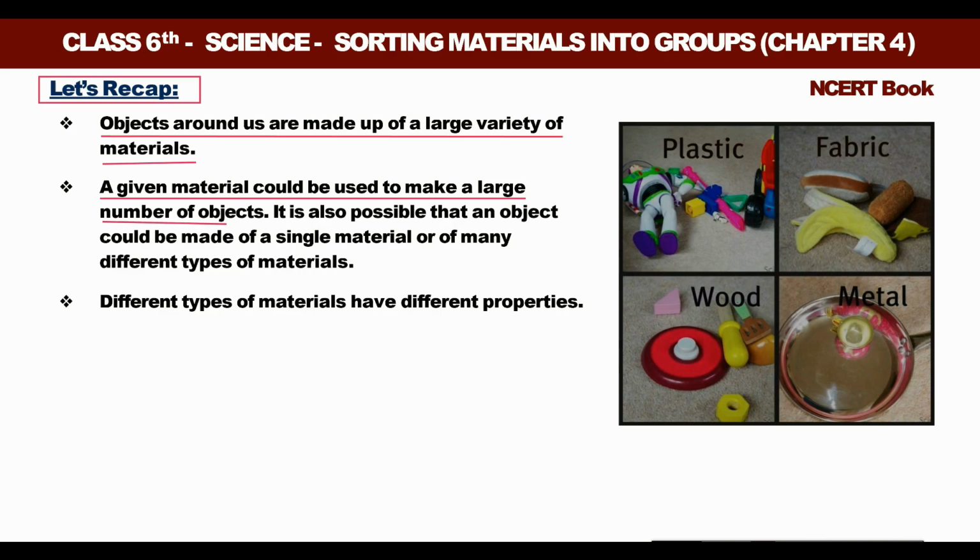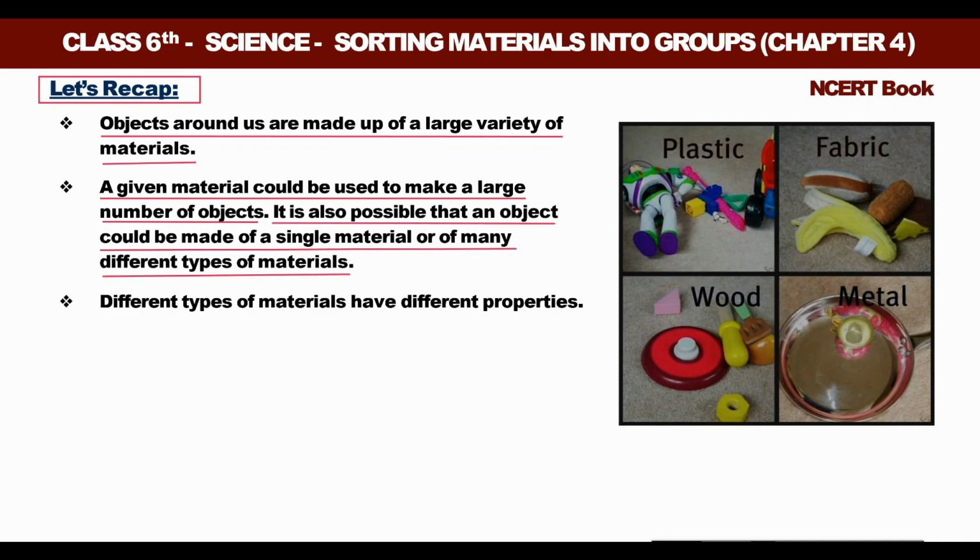एक material से large number of objects बना सकते हैं। Think of a material like plastic. आप क्या क्या बना सकते हैं? So many kinds of objects you can make. Think of wood. You can make lots of different kinds of furniture. Yes or not? Think about metals. You can make so many things with the help of metal. So a given material could be used to make a large number of objects. It is also possible that an object could be made of a single material or of different types of material.